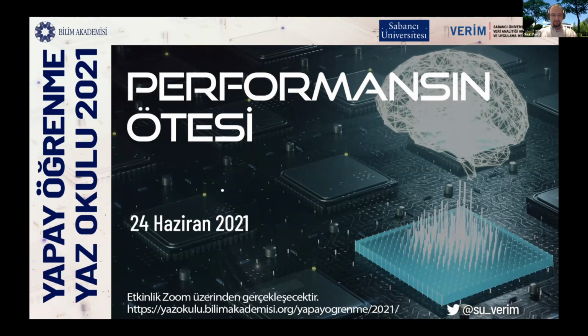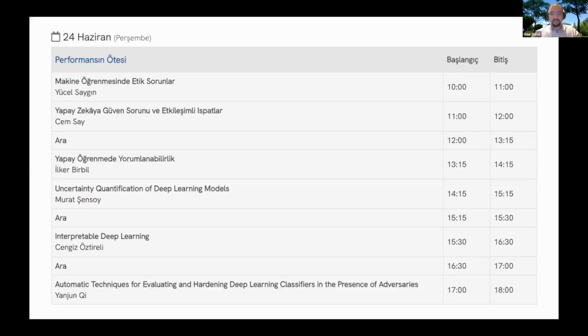And for our participants, tomorrow is going to be our second day. The theme for the day will be the performance. Okay, I can switch to Turkish. So the second day's theme will be beyond performance. Tomorrow morning we start our program at 10. We will have two talks, from Yücel Saygın and Cem Say Hoca. Then a short break, and we will continue with two talks. There will be a lunch break, and afterwards we will have a talk and a keynote speaker at the event.